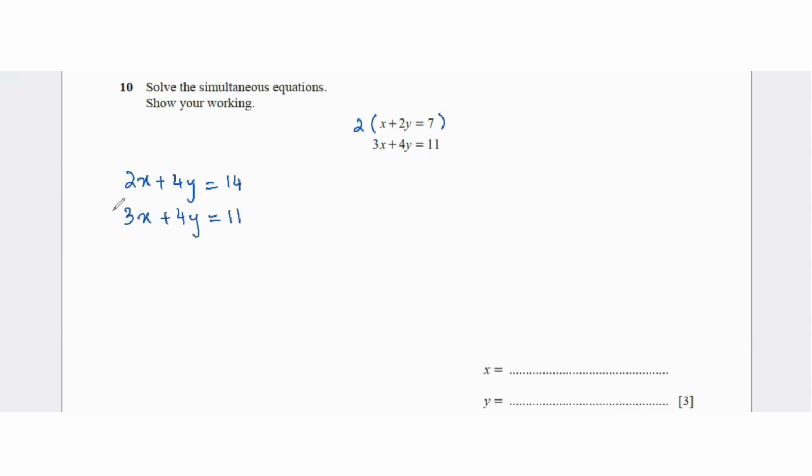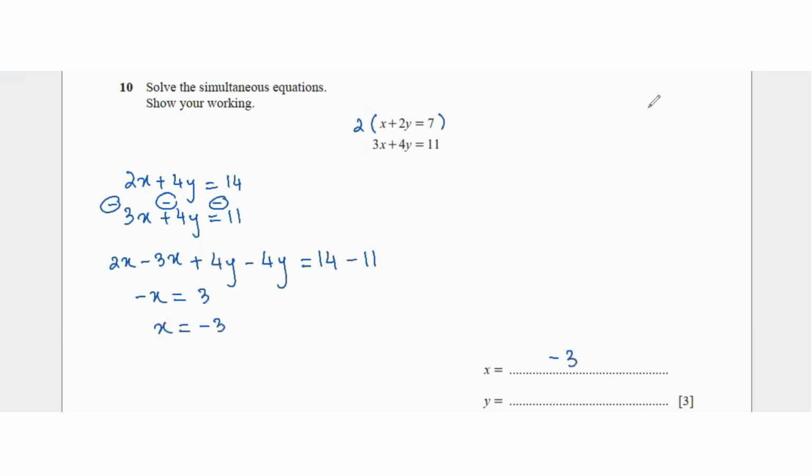Next, I'm going to change the sign of the second equation. So now the new signs are negative for all three terms. So if we subtract this, 2x minus 3x plus 4y minus 4y equals 14 minus 11. Negative x equals 3, and x equals negative 3. That is your x value.